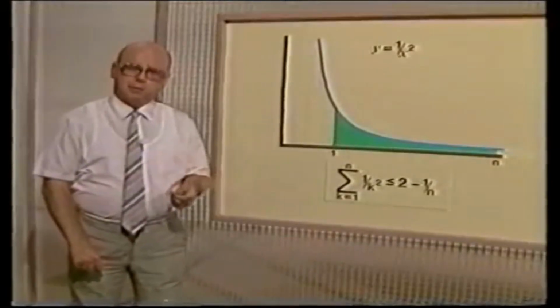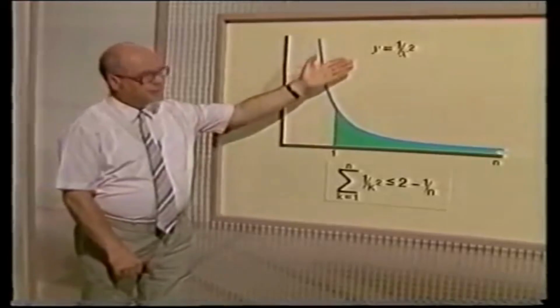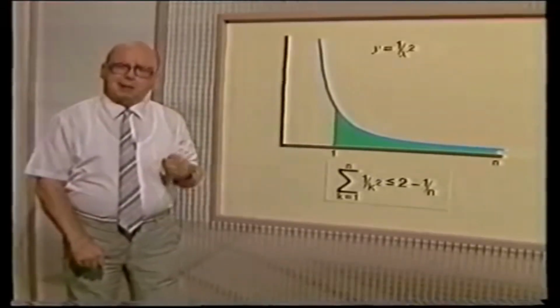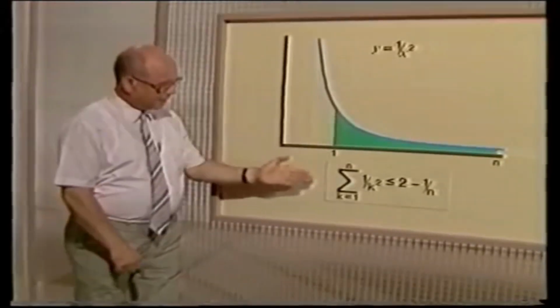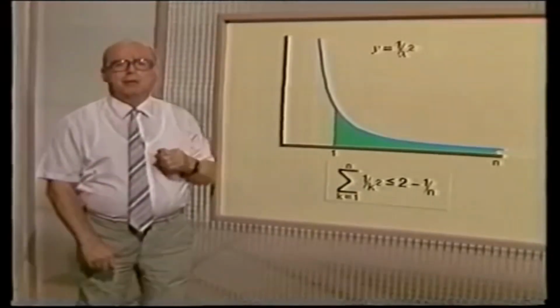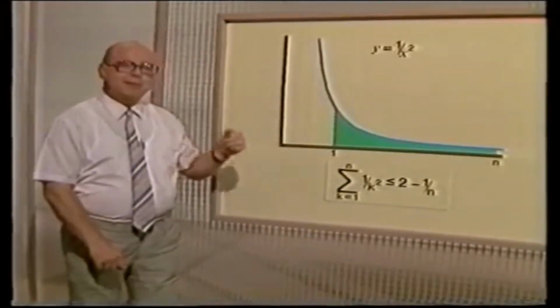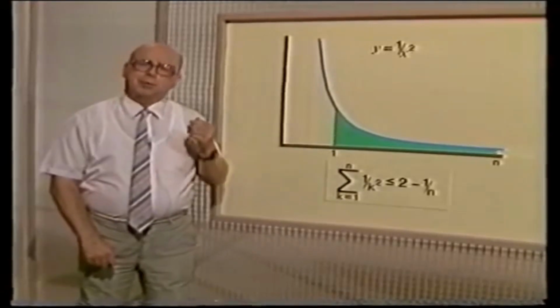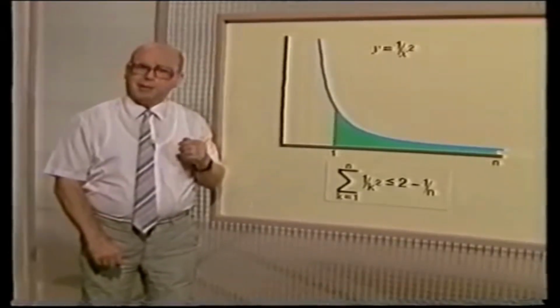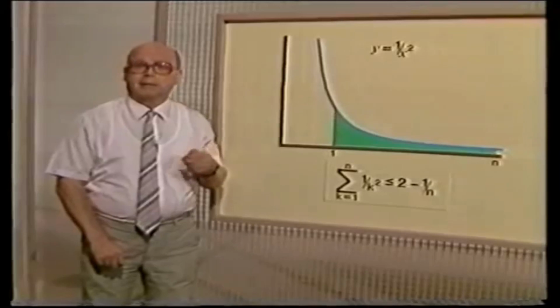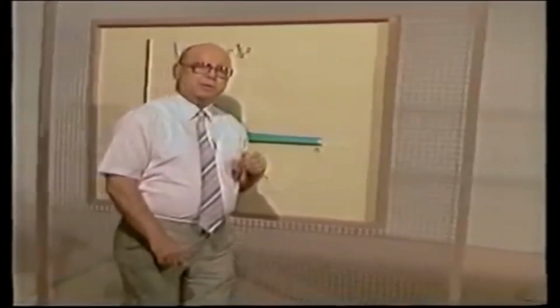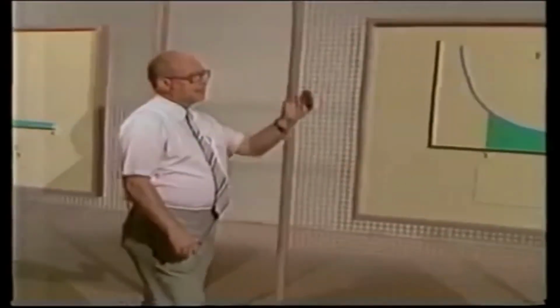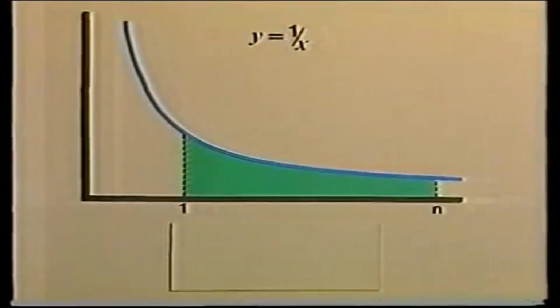So, knowing that the function 1 over x squared is integrable allows us to say something about the series sigma 1 over k squared. We're able to confirm that it is convergent. Well, can we do a similar sort of thing for the harmonic series sigma 1 over k? Let's look at the graph y equals 1 over x. Here it is. This too is monotonic, so it's integrable.